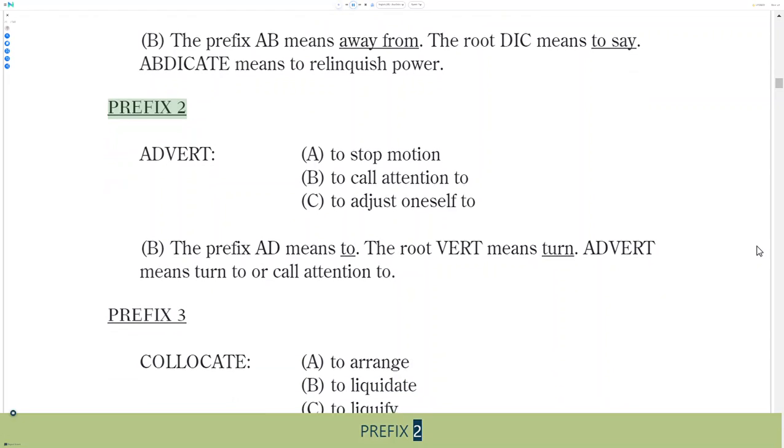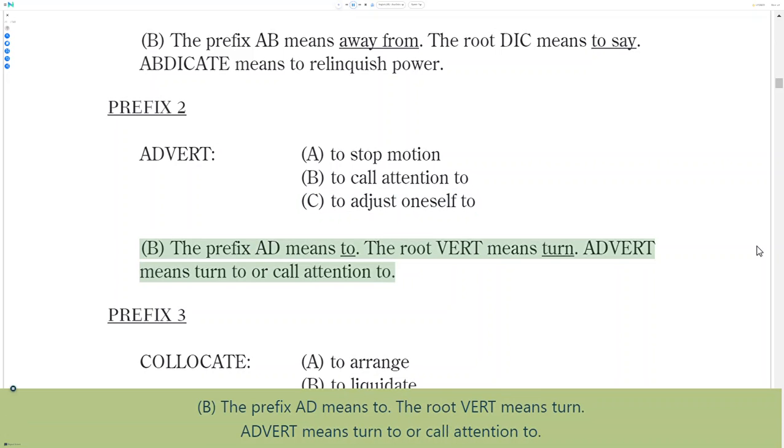Prefix 2. Advert. A. To stop motion. B. To call attention to. C. To adjust oneself to. B. The prefix ad means to. The root vert means turn. Advert means turn to or call attention to.